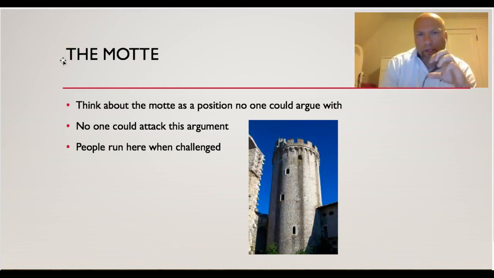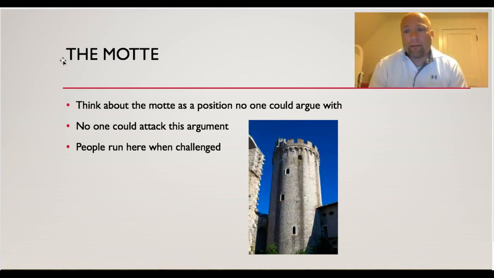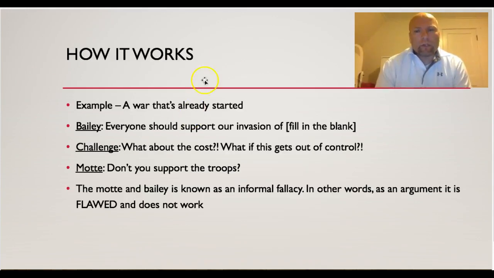So remember, how it works is someone makes this very controversial claim, and then when they're challenged on it, they run back to the Motte. And think of a Motte rhetorically, again, as an argument that no one could attack. People run there when challenged. The things that they say at this point in the argument are so uncontroversial that no one could possibly argue with it. In other words, no one can get or attack that castle.